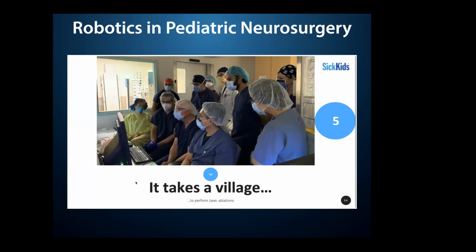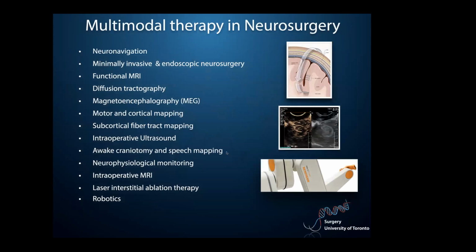So to use the robot, just for those who maybe don't have robots or in areas of the world where it's just not accessible, it takes a lot of people to get this set up as well with the laser ablation. So for focal cortical dysplasia, all of these things are at our fingertips here. I'll just leave this on for a second so you can see how we can approach these areas, especially peri-Rolandic and so on, with as much safety as possible.